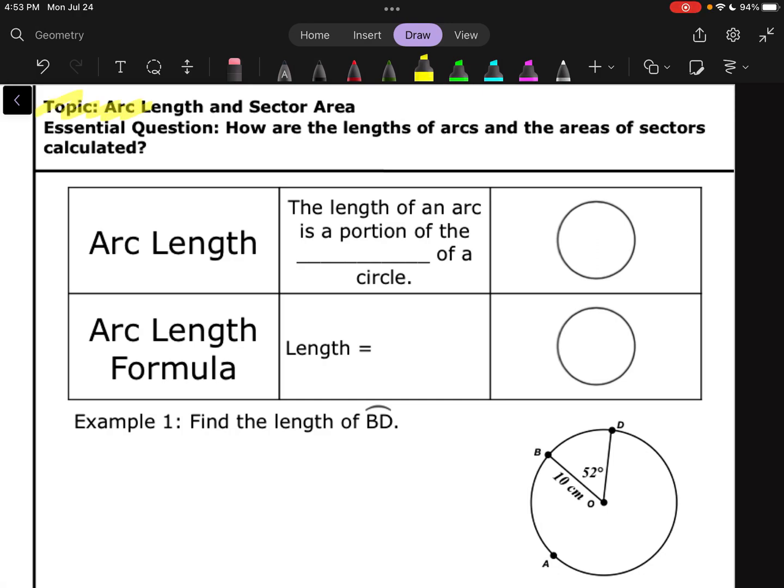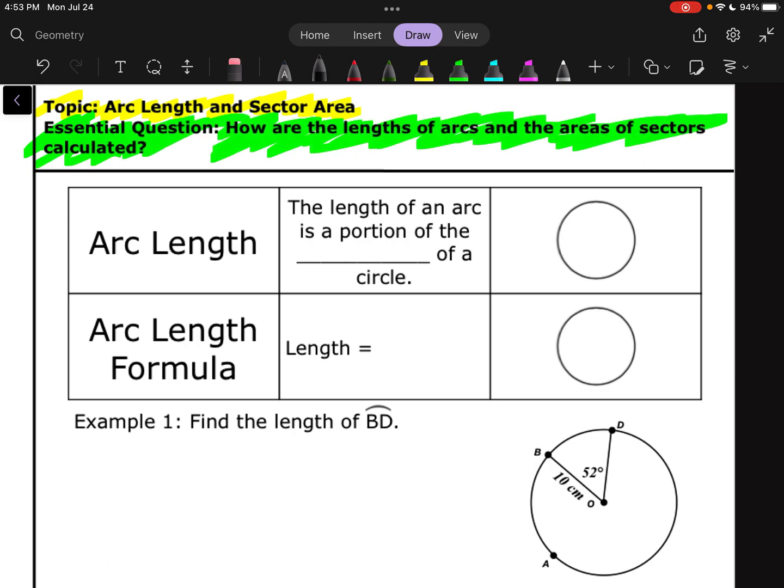Okay, topic for this video is going to be arc length and sector area. Essential question is going to be, how are the lengths of arcs and the areas of sectors calculated? And let's dive in here. So first part, arc length.